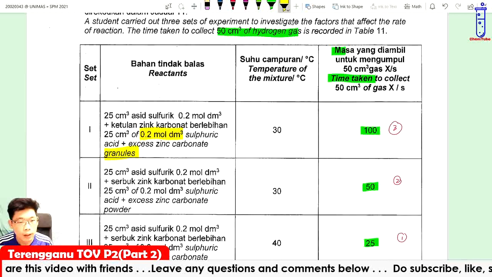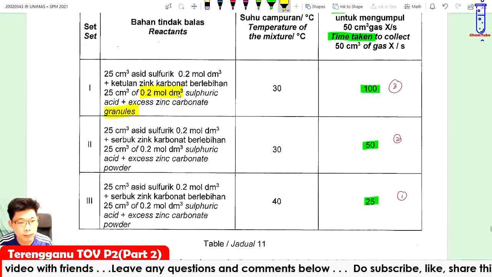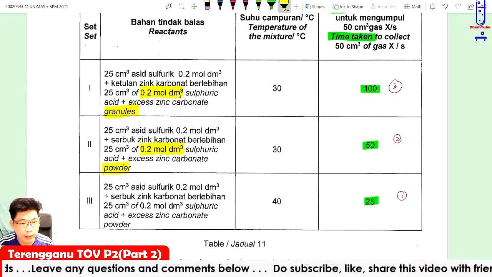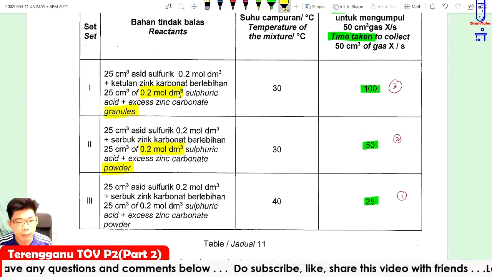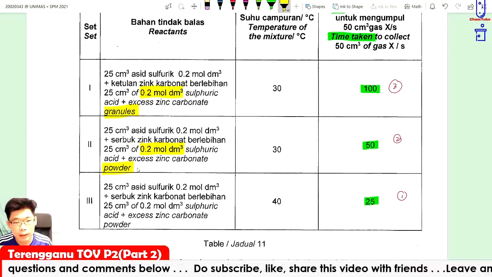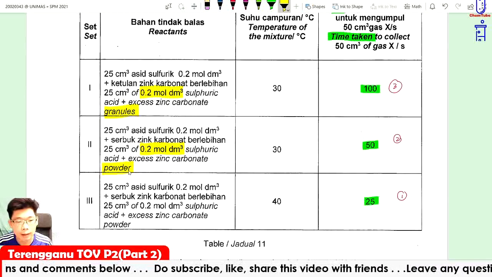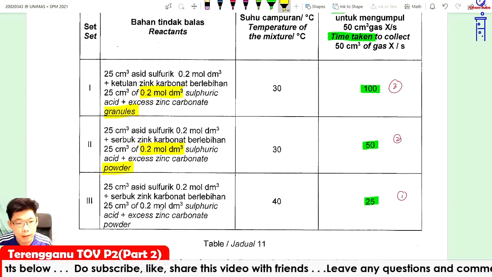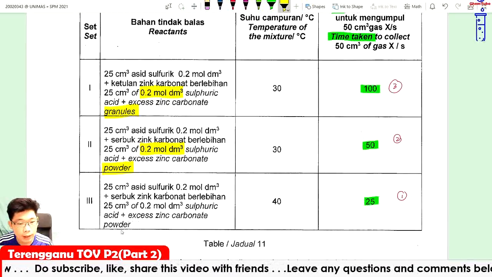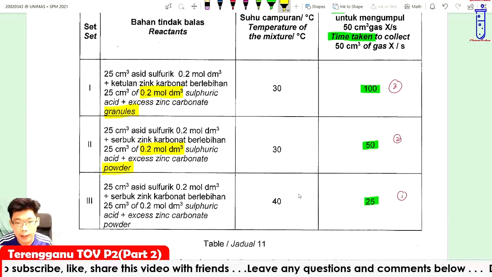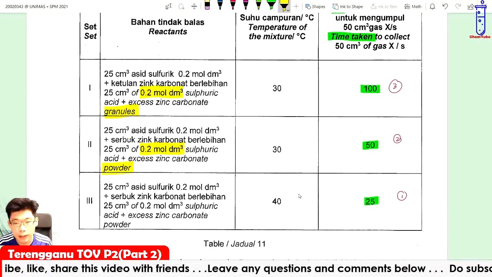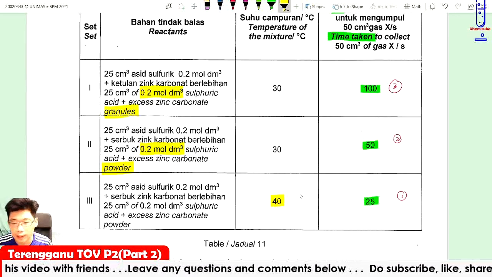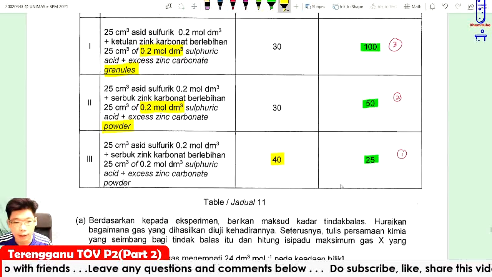Set 2, we see the same concentration, but using zinc carbonate powder, meaning that this one will be smaller size, bigger total surface area. Then set 3, same concentration, zinc powder, but here the temperature is higher compared to set 2. So that's why it has the highest rate of reaction.